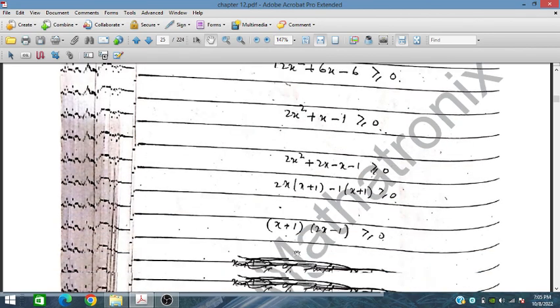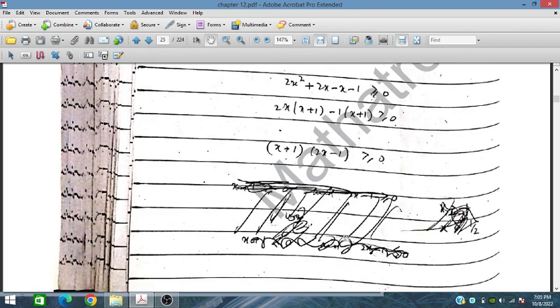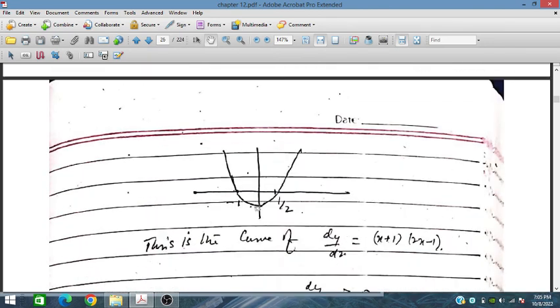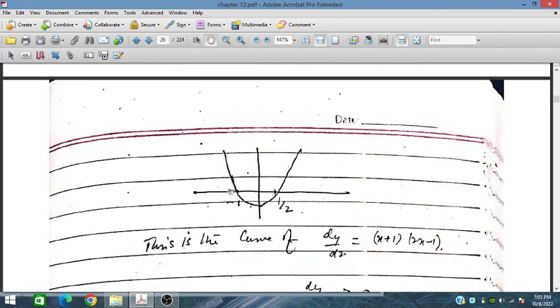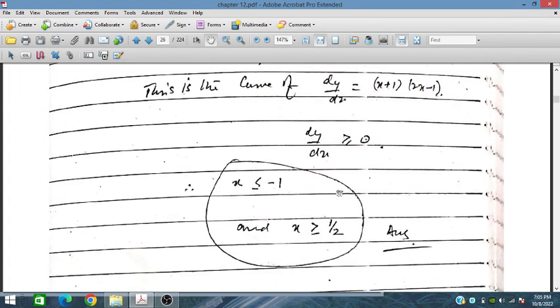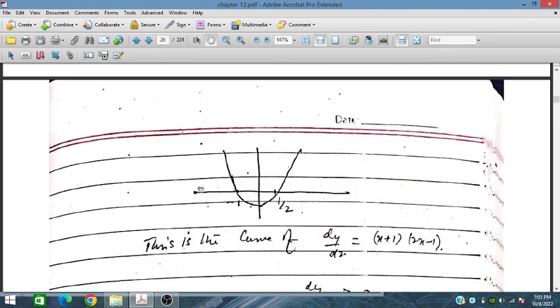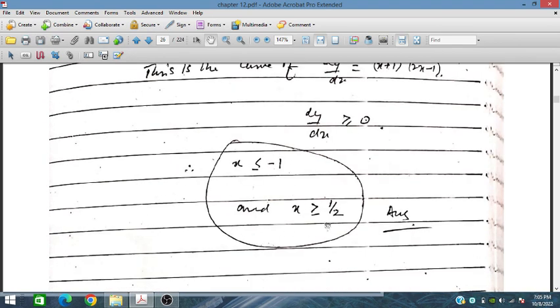On factorization we have x plus 1 and 2x minus 1, and from this we have the roots minus 1 and one half, and we have to find where the expression is greater than 0. So the solution is x less than or equal to minus 1 and x greater than or equal to half. The gradient will be either 0 or above 0. So this was the requirement, and the solution is this.